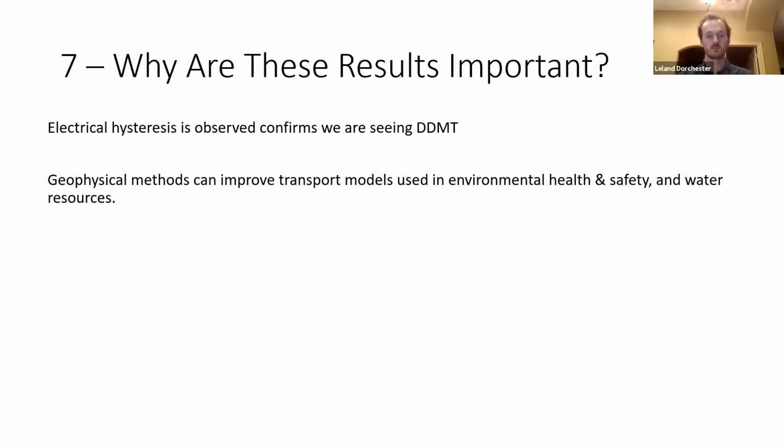But really, at the root of it, this is really exciting because it shows that even though we're working in a homogeneous model, we still are able to see dual domain mass transfer processes, even at the pore scale. What I didn't mention earlier is that a handful of studies have shown we can use geophysical methods coupled with fluid sampling to create dual domain mass transfer models, but these have all been at the field and laboratory scale. So what's really exciting about this is that hopefully we'll be able to do this at the pore scale as well. And this could have some really large implications for practicing engineers and hydrologists working in environmental health and safety and water resources as well.